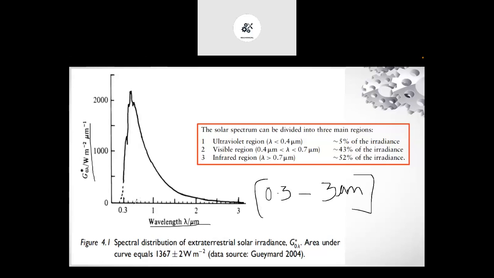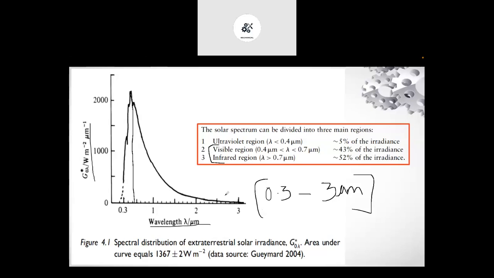So the maximum amount of radiation emitted by the sun is in this particular range of wavelength. Near about 0.32 micrometer, you will see a peak, the maximum amount of radiation. The visible range is between 0.4 and 0.7 micrometer. Nearly 43% of the radiation emitted by the sun is in the visible region, 52% is in the infrared region, and nearly 5% is in the ultraviolet region. So the maximum energy emitted by the sun is in the visible and infrared regions.